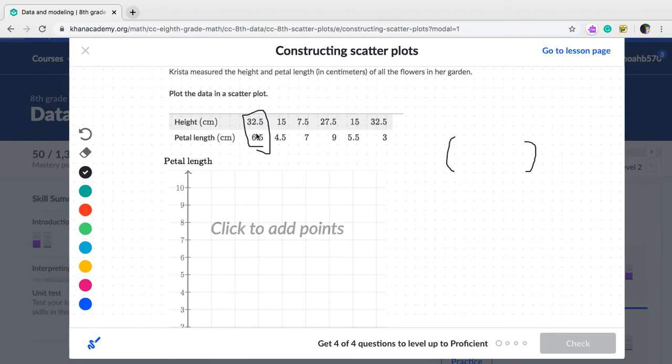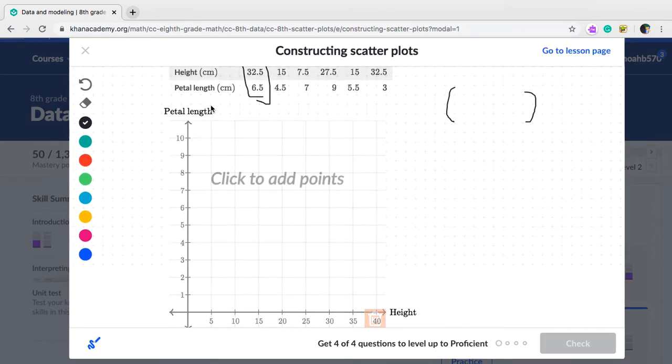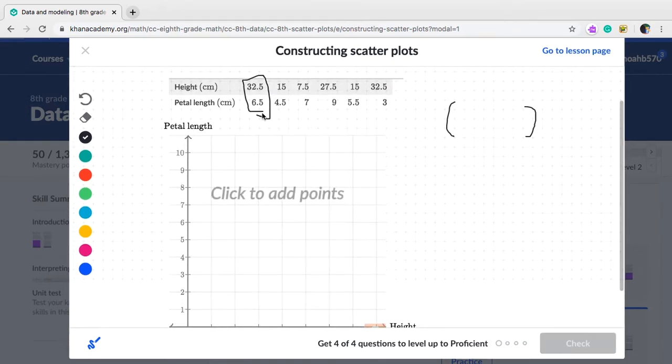Basically, since the height is on the X line and the petal lengths are on the Y line, the 6.5 would go after the 32.5, so it'd be like 32.5, and then you'd put a comma and 6.5. So I hope that gives you another understanding there.